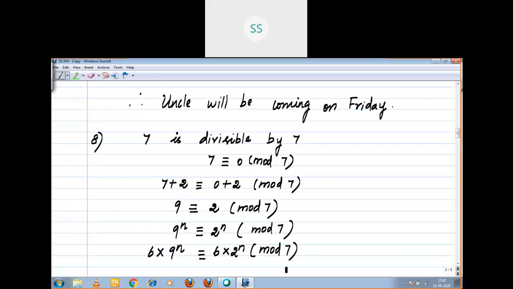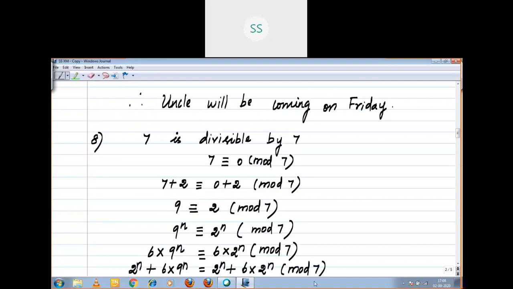Now, I am going to add 2 power n on both the sides. 2 power n plus 6 into 9 power n is congruent to 2 power n plus 6 into 2 power n. I am adding only, no? I am adding 2 power n plus 6 into 2 power n, modulo 7.